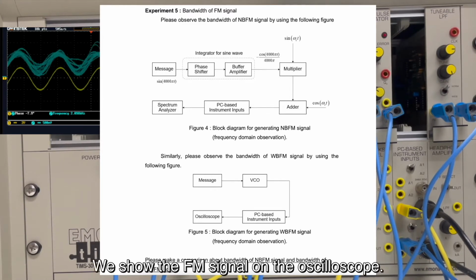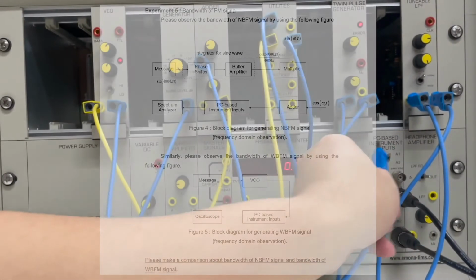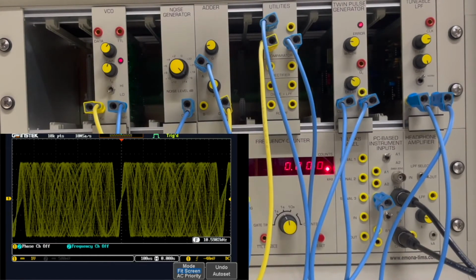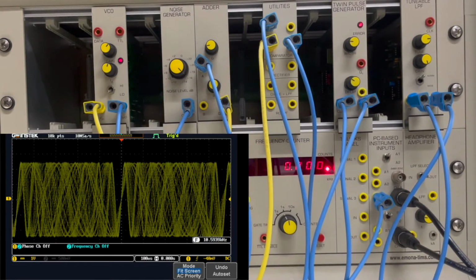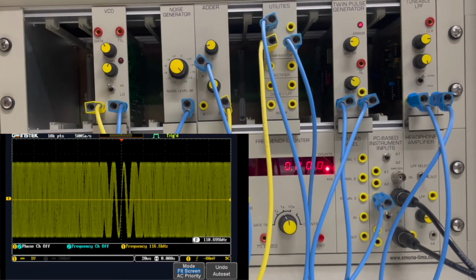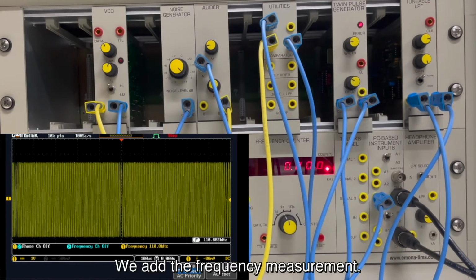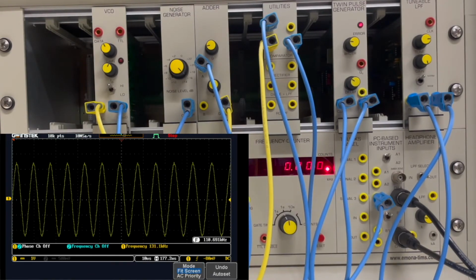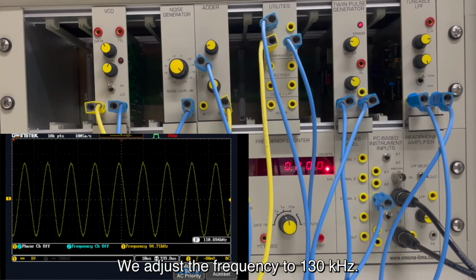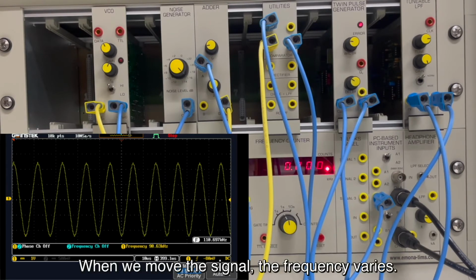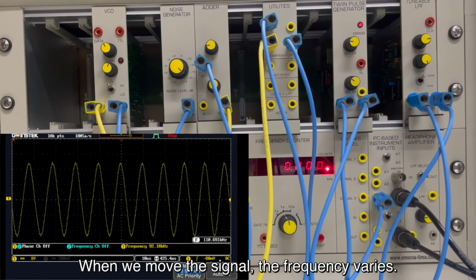We show the FM signal on the oscilloscope. Reduce the frequency. We add the frequency measurement. We expand the signal and observe the frequency. We adjust the frequency to 130 kHz. When we move the signal, the frequency varies.